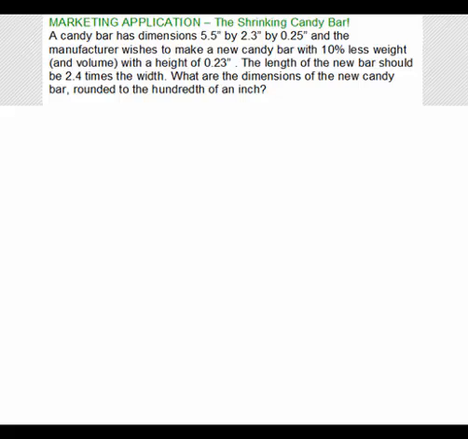In this next example, we're going to look at a marketing application that involves a quadratic formula. Oftentimes we see how candy bars and boxes of cereal have been just getting smaller and smaller each year. This example deals with that. Here a candy bar has dimensions 5.5 inches by 2.3 inches by 0.25 inches, but the manufacturer wishes to make a new candy bar with 10% less weight and volume that has a height of 0.23 inches. The length of the new bar should be 2.4 times the width, because that was the ratio of the original candy bar. And what are the dimensions of the new candy bar rounded to the 100th of an inch?